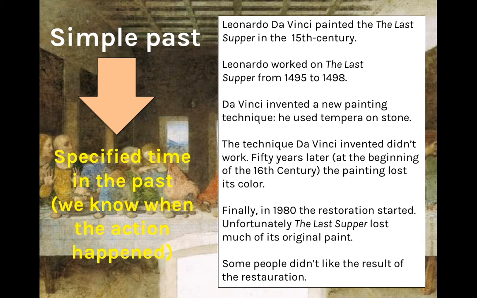Finally, in 1980, the restoration started. Unfortunately, the Last Supper lost much of its original color. In this case, we use the simple past because we know exactly when the restoration started. Some people didn't like the result of the restoration. This is an action that happened in the past, and we know when the restoration finished, so we use the simple past for these examples.